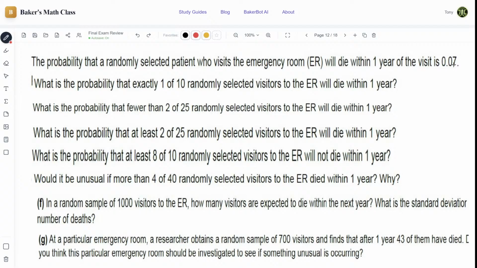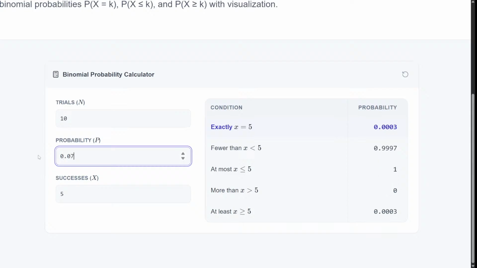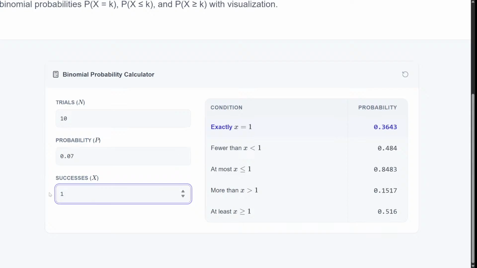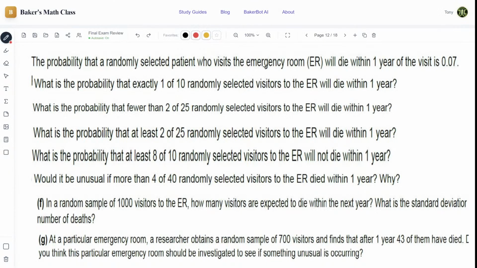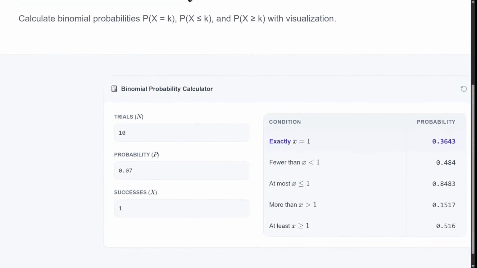In this case, my probability depends on what they're asking. The first question says, what's the probability that exactly 1 out of 10 selected visitors will die in the ER within 1 year? So I've done 10 trials. My probability is 0.07, and I want 1 success. So exactly 1. Exactly 1. So it's the 3643. So this calculator is 822.